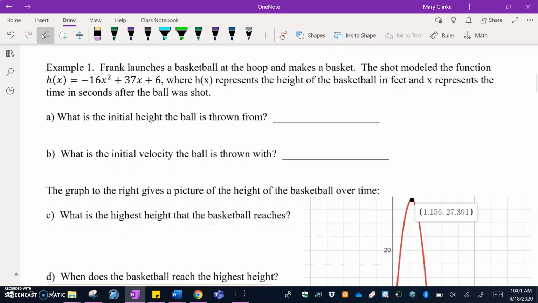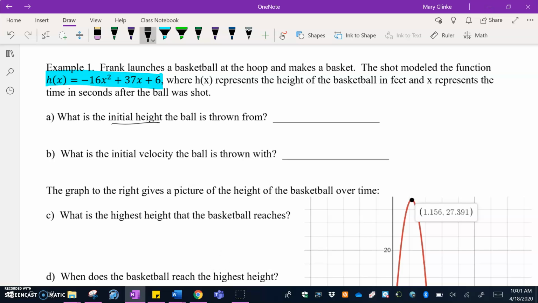So the first one is we're going to launch a basketball at the hoop. So we're going to shoot a basketball and Frank makes a basket. The equation given to us is here. So h of x is the height of the basketball in feet and x is the time. So this is our vertical motion model.